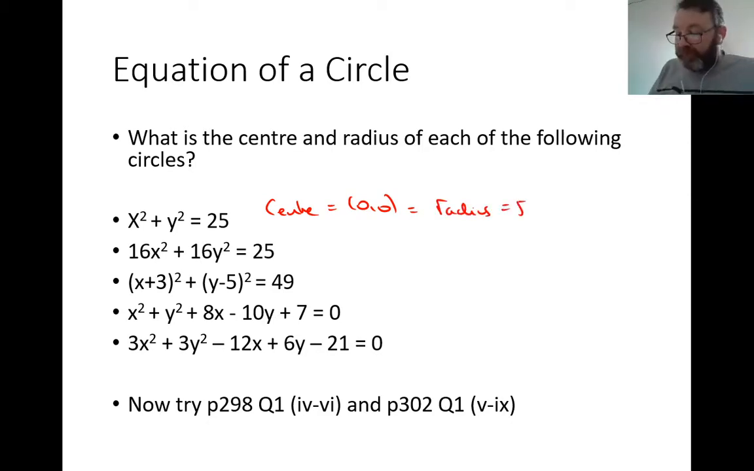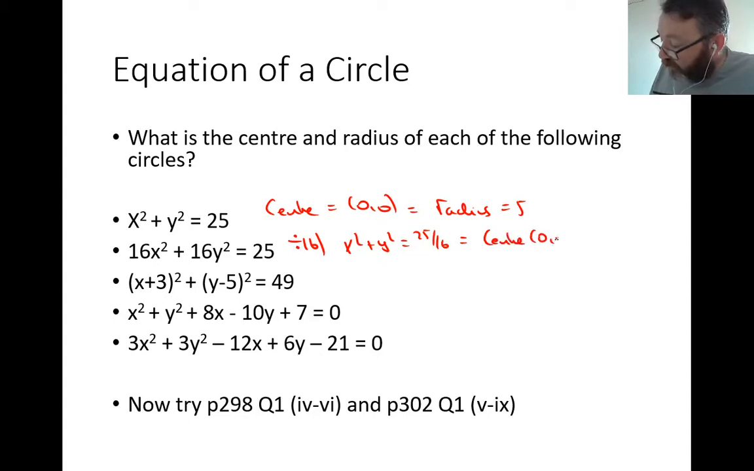What about this one? Now, we can't use this as it stands because it starts off with 16x squared, 16y squared. So before I read anything, the first thing I've got to do is divide across by 16. That will give me x squared plus y squared equals 25 over 16. And now I know the centre is 0, 0, because again, x squared and y squared are on their own. And the radius is the square root of the last number, which is 5 over 4.